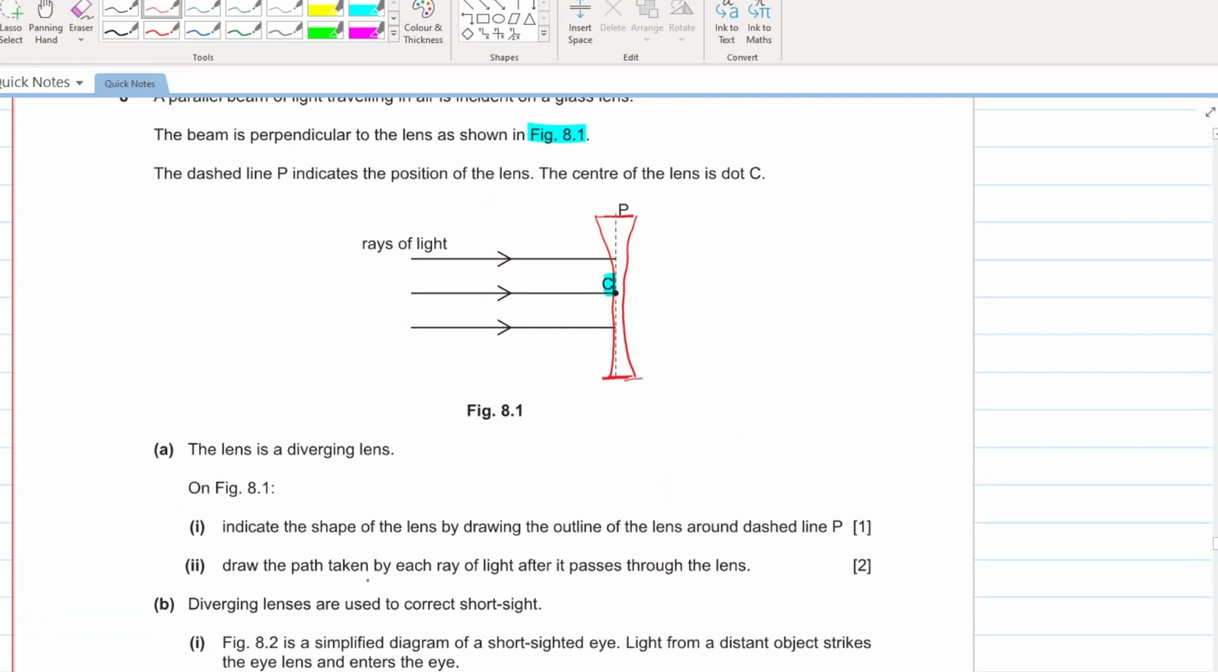Now, draw the path taken by the ray of light after it passes through the lens. So, how will we draw the path of the rays of light as they pass through the lens? They will diverge like this. Also, the ray passing through the center will pass undeviated. Always remember, any ray passing through the center of either a diverging lens or a converging lens will pass undeviated. Let's move ahead.